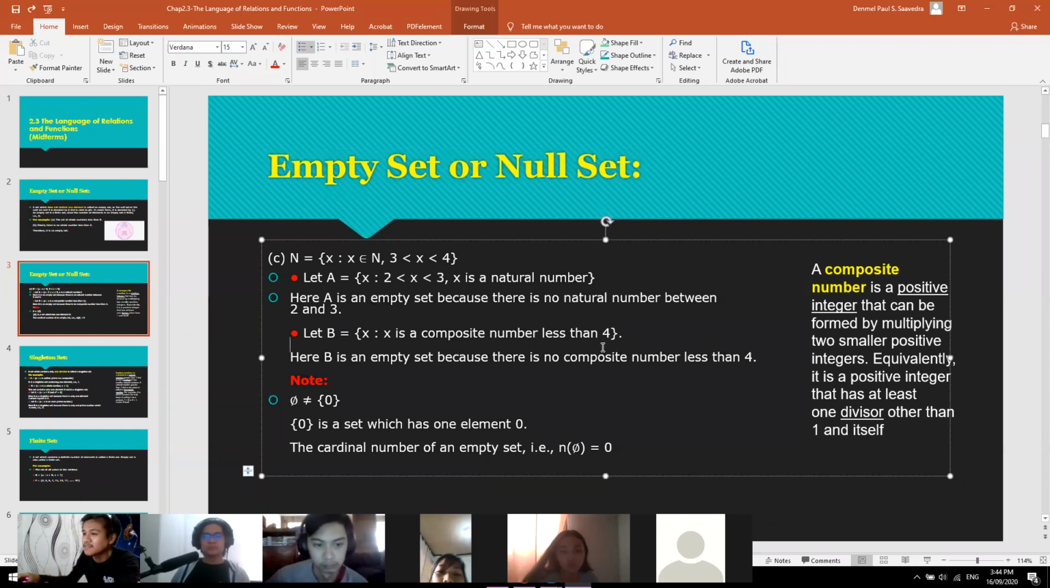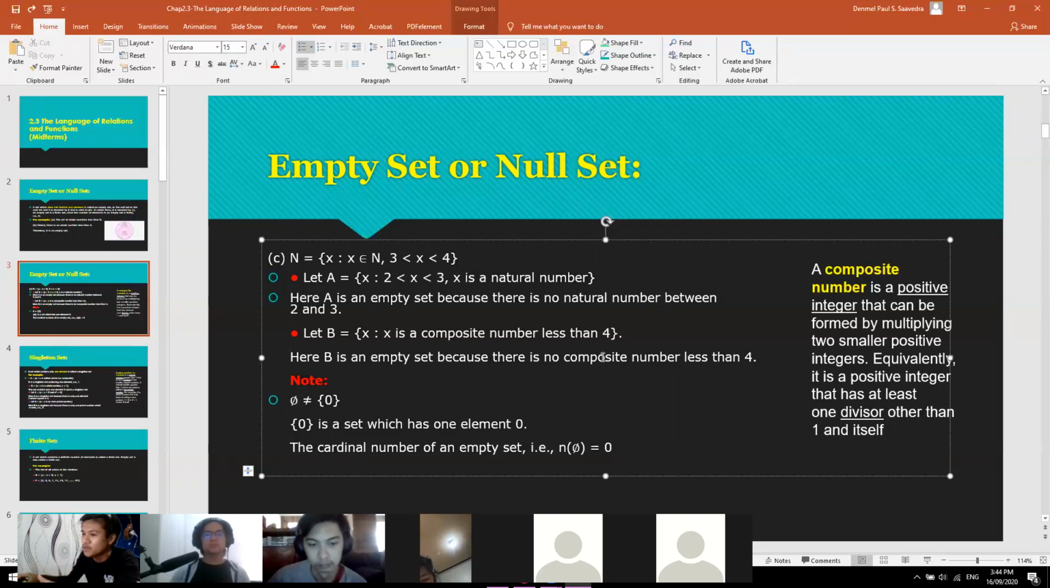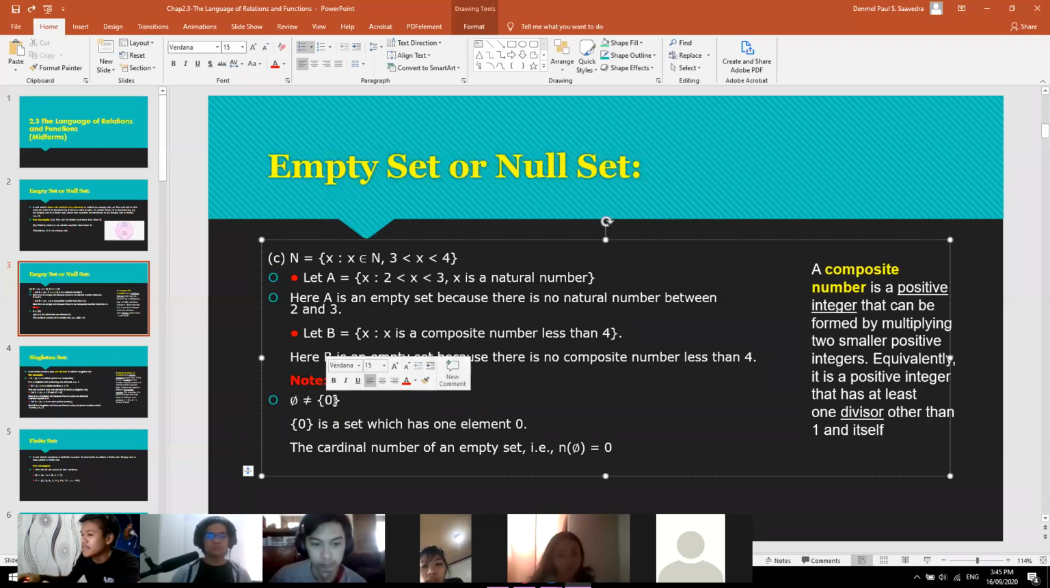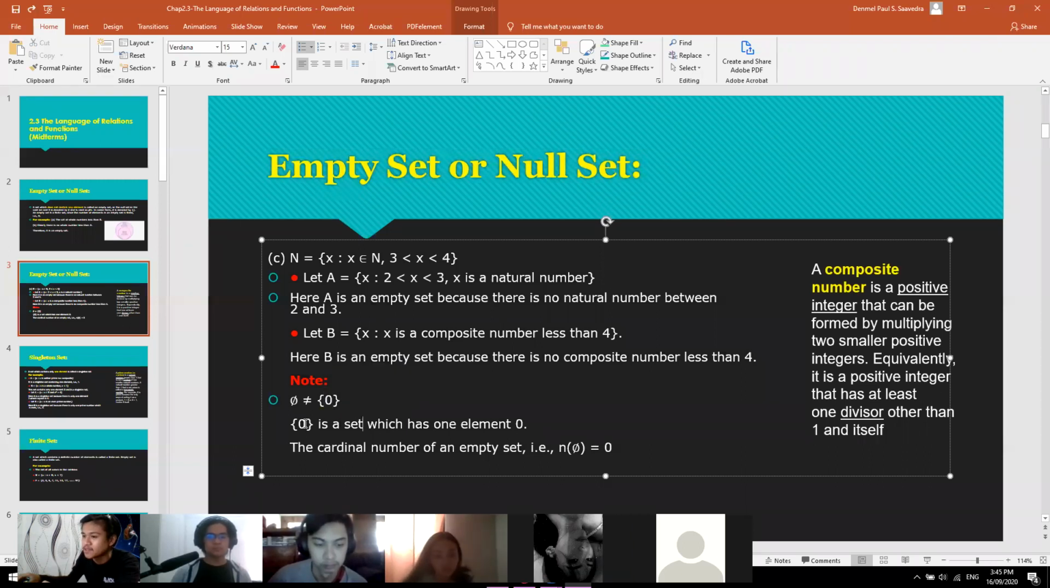And 3, hindi naman yun composite number since ang multiplier lang para ma-form mo yung 3 is 1 times 3. So same with 2, 1 times 2 and then 1 times 1. So that is why this letter B or set B is a null set or an empty set, okay? So just take note that this one, phi, is not equal to this one, okay? So this is a set wherein it contains 0, okay? So this one has an element wherein it contains 0, okay? And then the cardinal number of an empty set is 0, okay? This one has a cardinal number of 1 since it has one element, okay?